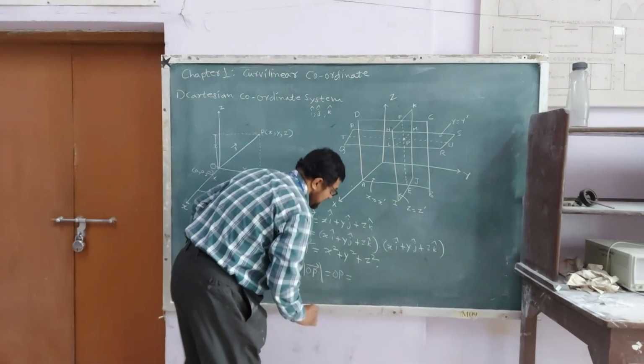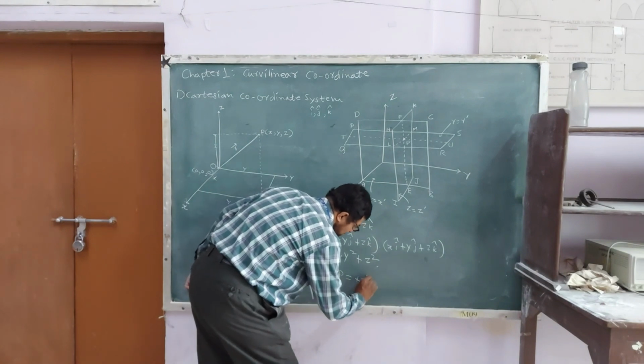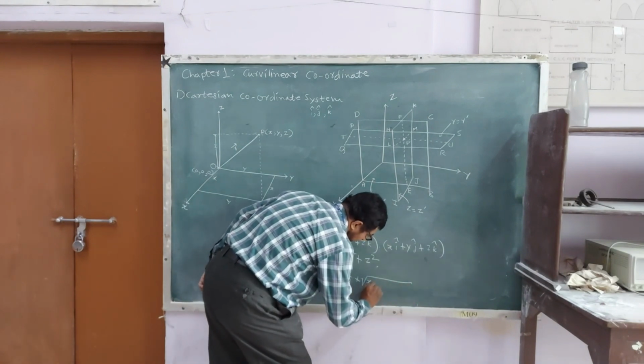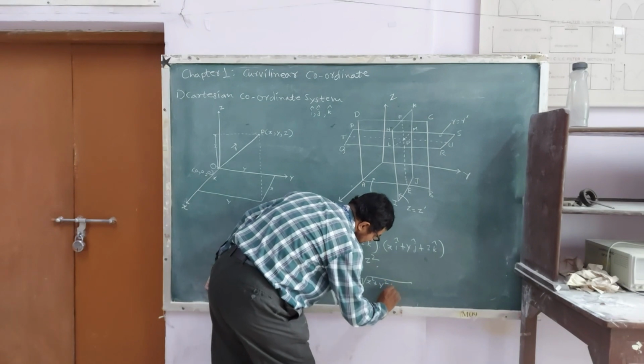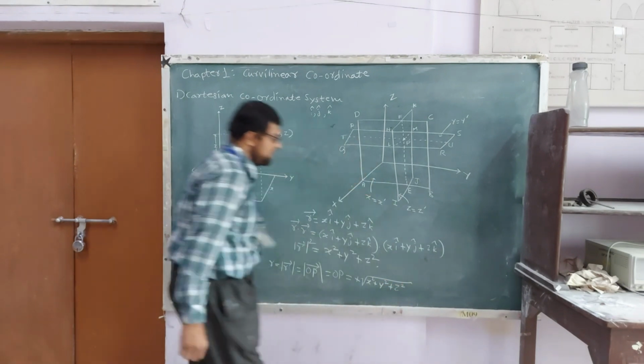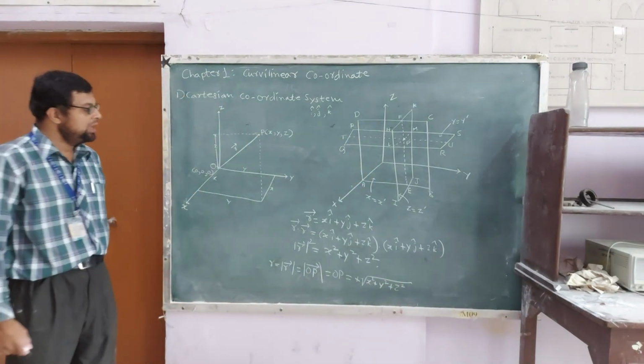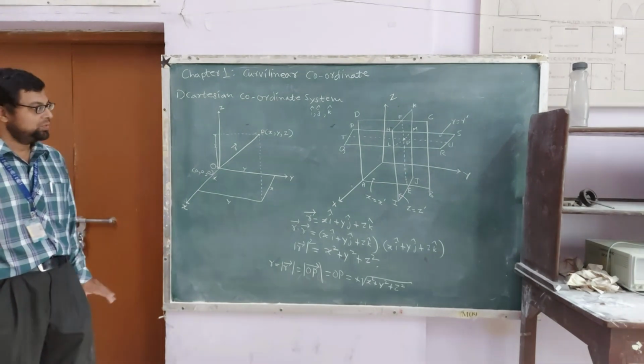So this will be nothing but, of course, the positive square root of what? X square plus y square plus z square. Now here we have to consider a positive square root because distance is always positive.